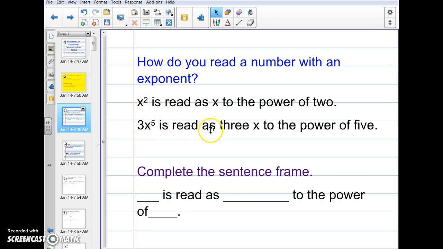Now this is read as 3x to the power of 5. Now down here I have a sentence frame for reading these kind of things. So this right here would go in this blank, and then over here you would write the coefficient and variable, and the power goes over here.